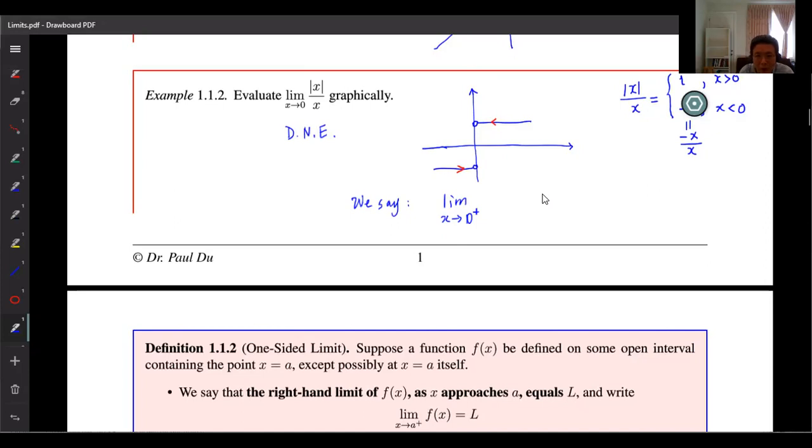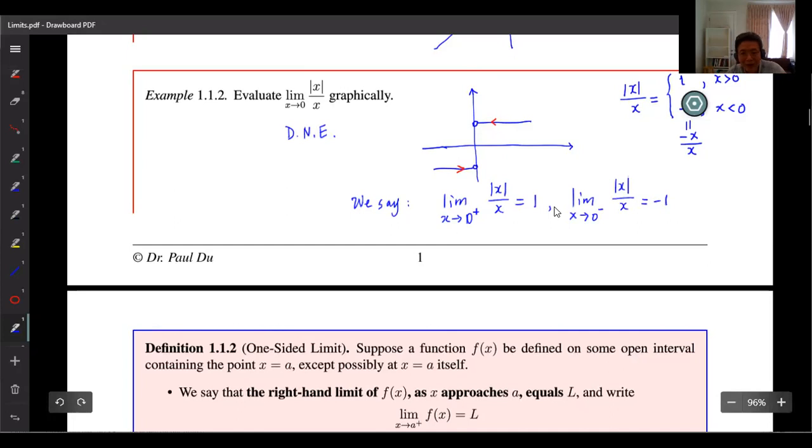So then we can say this one actually is 1. And if we take the one-sided limit of this function from the left-hand side as x approaches 0, actually we get -1. If a two-sided limit does not exist, it's okay.